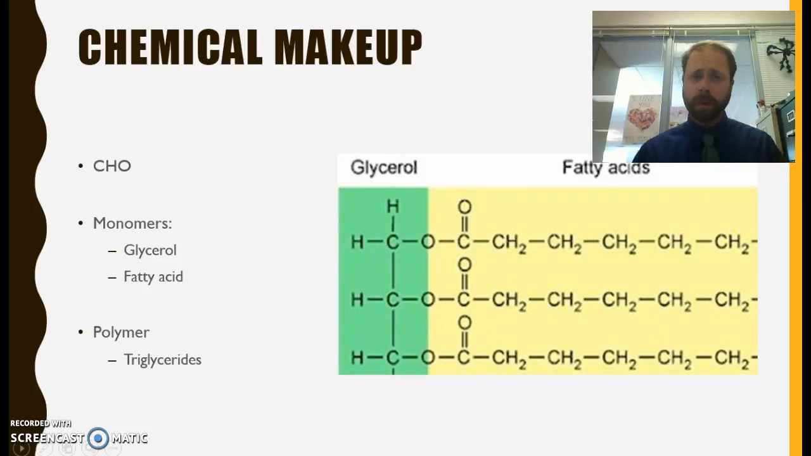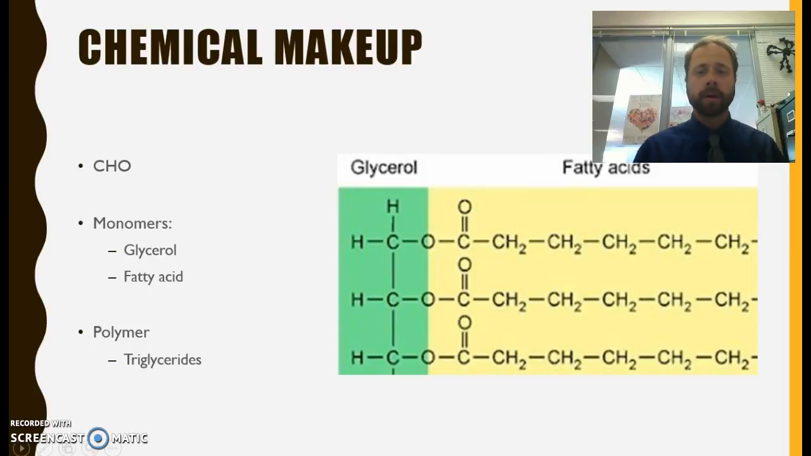Now, lipids have a chemical makeup of just carbon, hydrogen, and oxygen. Of course, carbon's in there like all of our other macromolecules as well. The monomers of our lipids are glycerol and fatty acids, and the glycerol and the fatty acids come together to create these long chains.